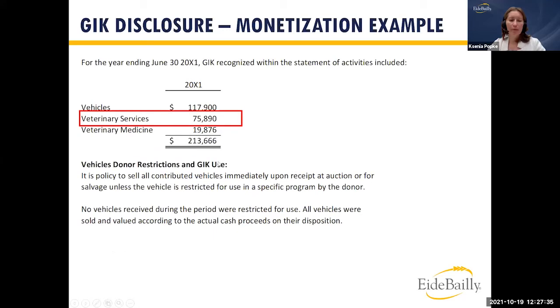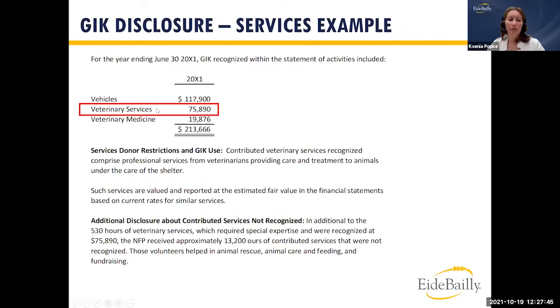I'm going to go through some of these examples, but they will be available in the slide deck. So if you have vehicle donations, this is what it might look like. If you have services, the disclosure for professional services has always been there in GAAP, but this is an expanded type of disclosure for both services and materials.